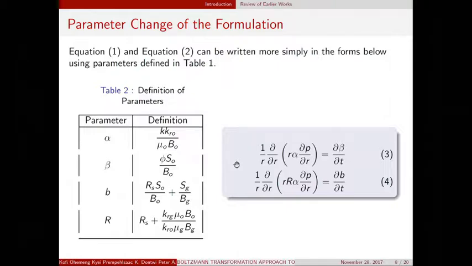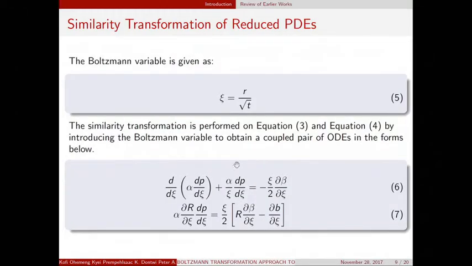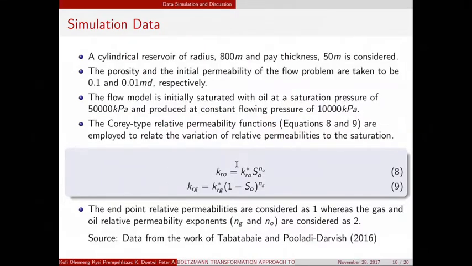So once this is done, we now adopt our Boltzmann transform. What it simply does is combine our independent variables, which are the radius in the spatial domain and the time, into the Boltzmann variable. And once you're able to do this combination of variables, you're able to reformulate your original PDEs into ODEs given by equation 6 and equation 7. So we now have our ODEs established by the Boltzmann transformation.